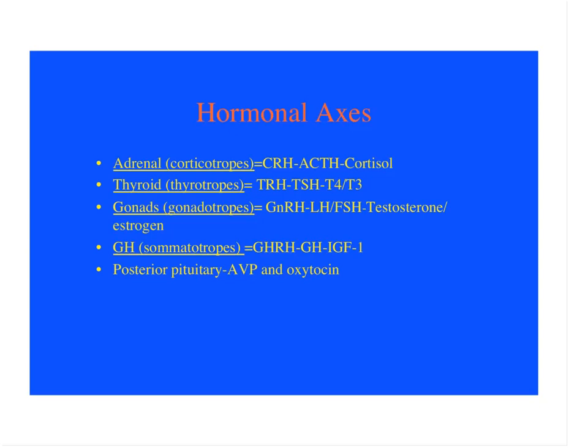It goes to the gonads to make testosterone in men and estrogen in females. The growth hormone axis is made by the somatotrope cells in the pituitary. The hypothalamus makes GHRH, it goes to the pituitary to make growth hormone, and it goes to the liver to make IGF-1. The posterior pituitary, which I'm going to be talking about today, because of interest from some of our participants, makes AVP and oxytocin.